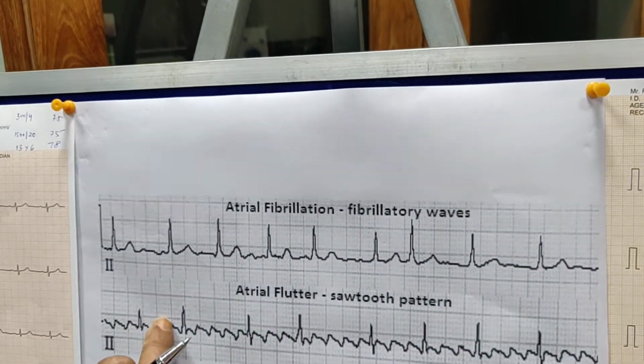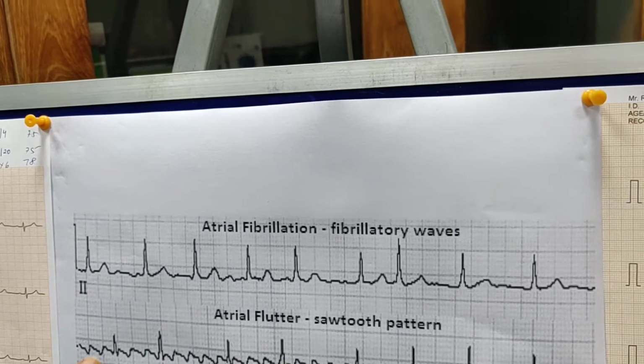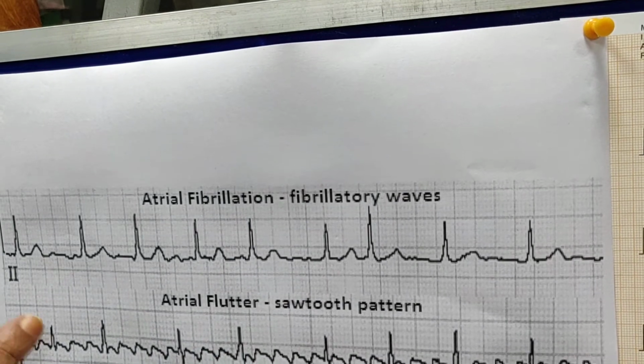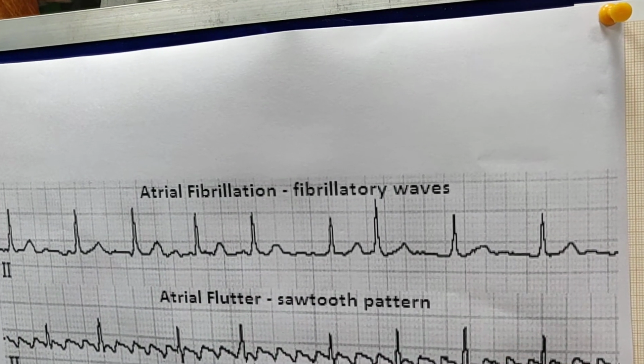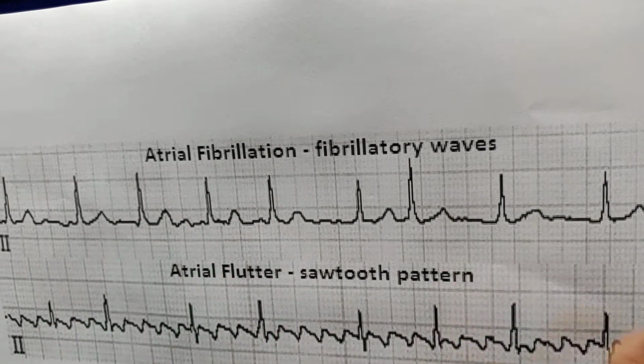And here you can see the sawtooth appearance of the P wave. This is atrial flutter. But you can see that the RR interval is varying. This is small. This is bigger. This is small. That is because there is variable conduction through the AV node. So atrial flutter with variable conduction.